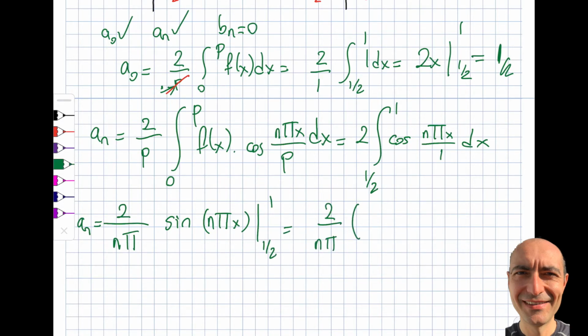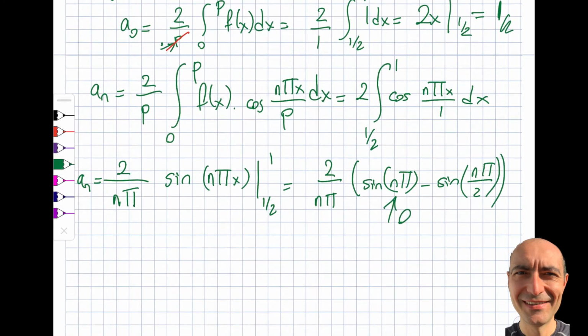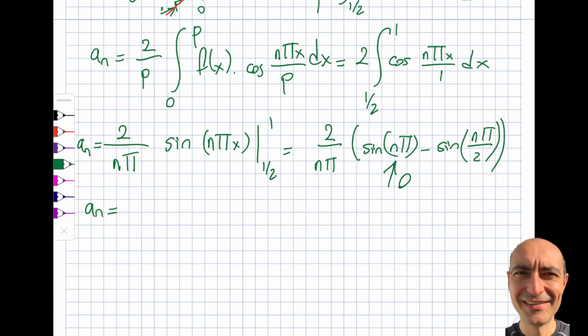So then I will get sine n pi minus sine n pi by 2. Well, it's obvious we know sine n pi is 0. We've been doing this for a while. So from here, your an will be minus 2 by n pi times sine n pi by 2.